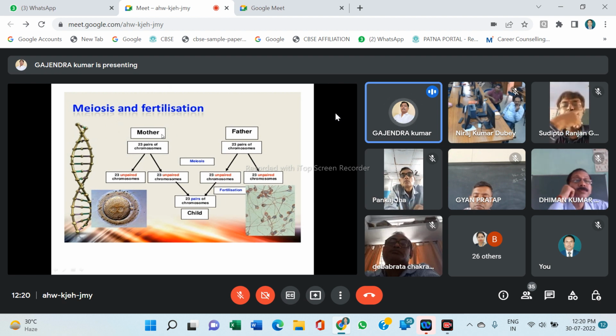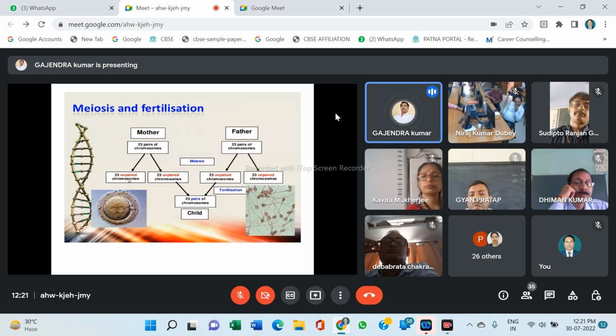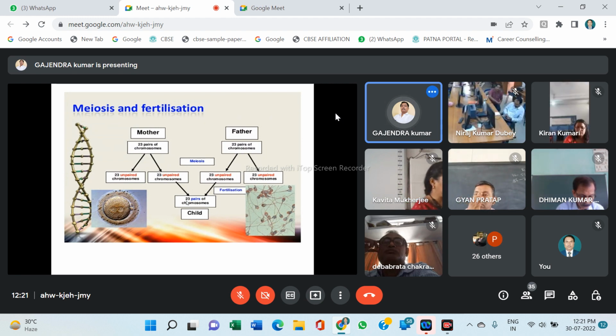Here, mother, father, 23 pairs of chromosomes. Here also 23 pairs of chromosomes. Here also. And when meiotic cell division takes place in both of them, what is happening? Gametes are formed having 23 unpaired chromosomes, 23 here also. The 23 from here is the male gamete, and the 23 from here is the female gamete, X and X. Both unite together to form the child or the baby, which has 46 chromosomes. In other words, haploid, haploid, diploid.